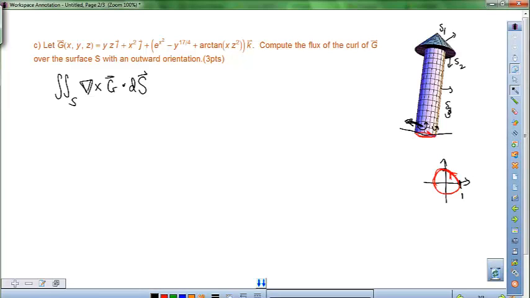And so we're going to exchange this flux integral for a line integral over a closed loop going in the positive direction. This is the boundary of S, and now we're just going to take the original vector field G and go for that line integral.